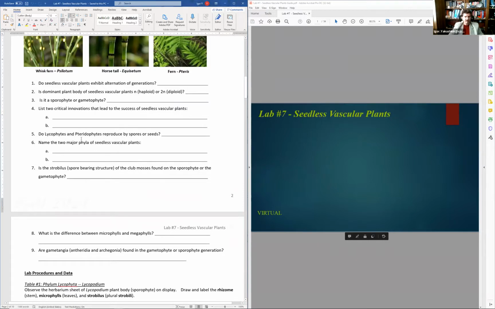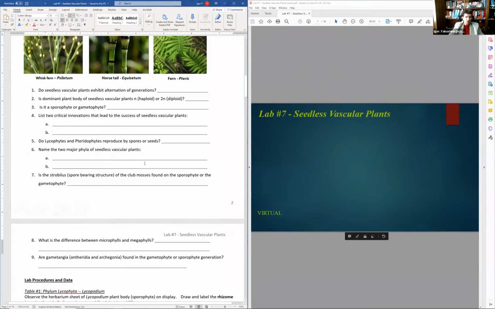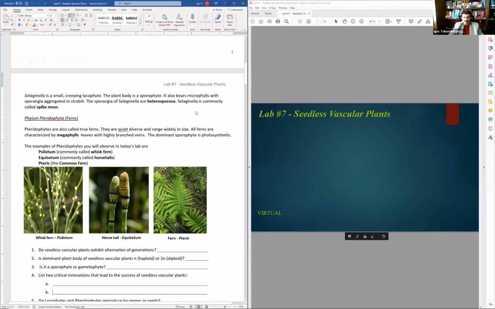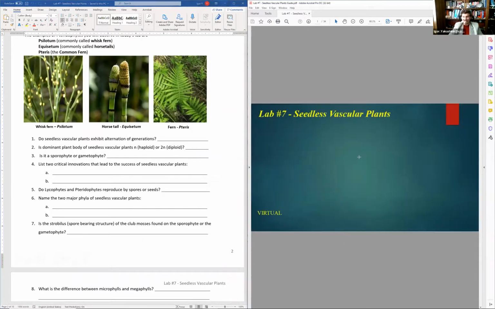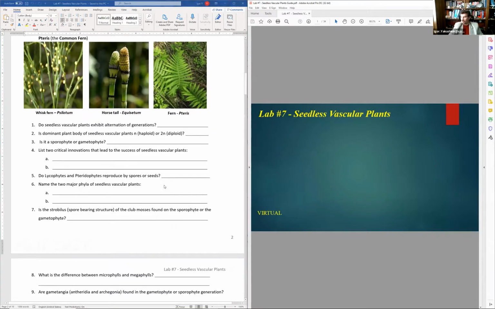Do the lycophytes and pteridophytes reproduce by spores or seeds? It's called seedless vascular plants. They are called seedless because they're not producing seeds just yet. Therefore, it would be spores. And then, of course, spores are haploid.